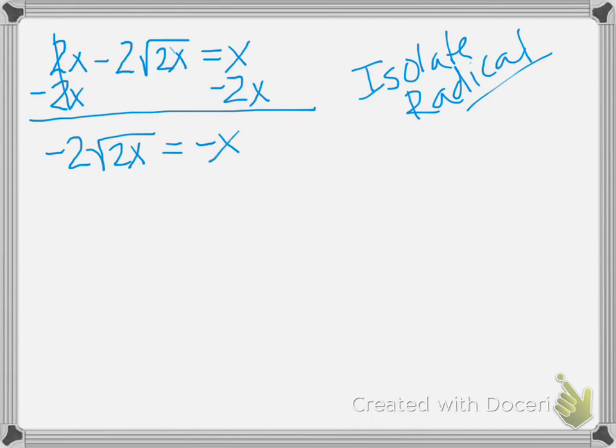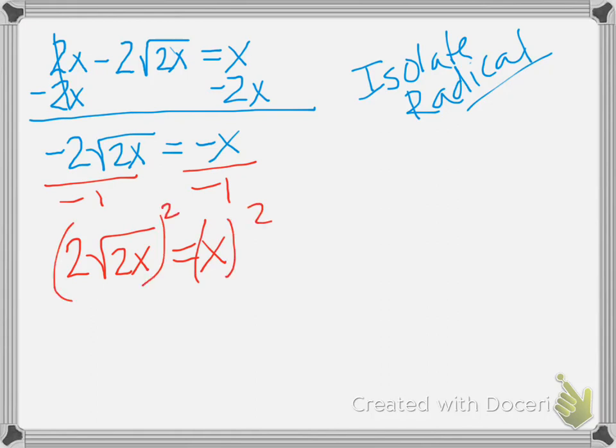Okay, so I'm going to go ahead and try to make it easier and get rid of all this negative. You don't have to, but I'm going to divide each side by negative 1, so I'm dealing with positives. So I have 2 square root of 2x equals x. You didn't have to, it's easier for me. Now I've isolated my radical. Now I can square both sides.